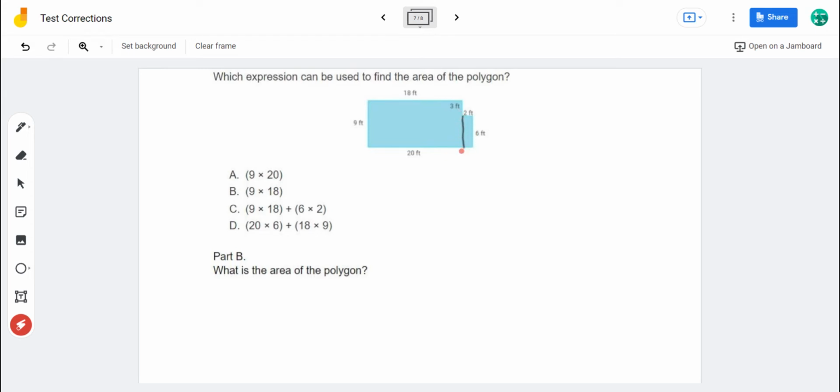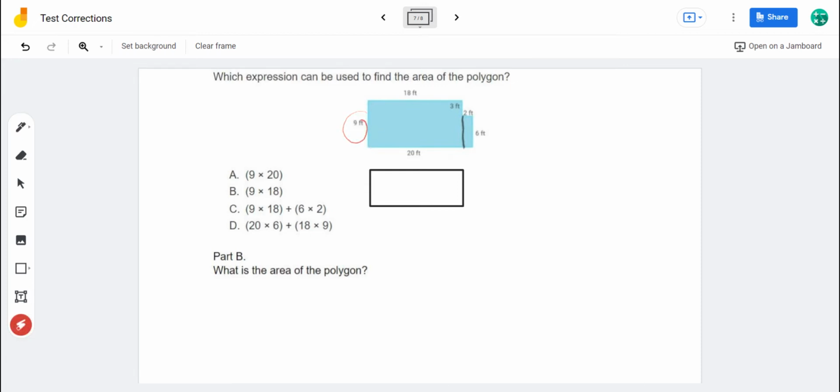We drew the line in. So your job is to figure out which of these would correctly find the area. For you to do that, you got to identify how to find area of a rectangle. So this rectangle, if I draw it out, same rectangle. There's two numbers you need to look for, the length and the width.